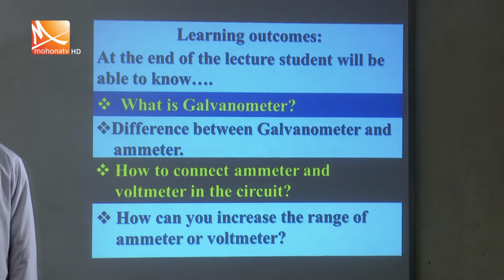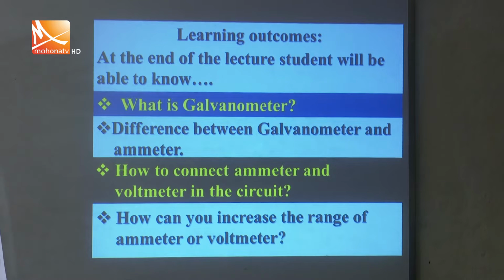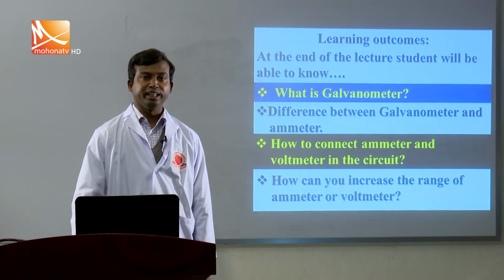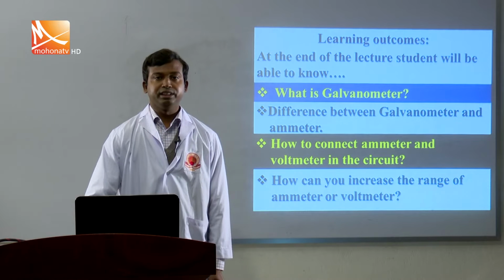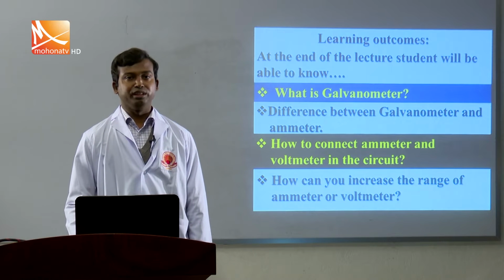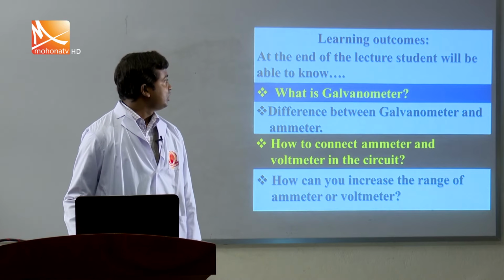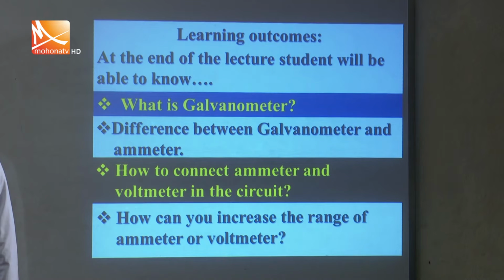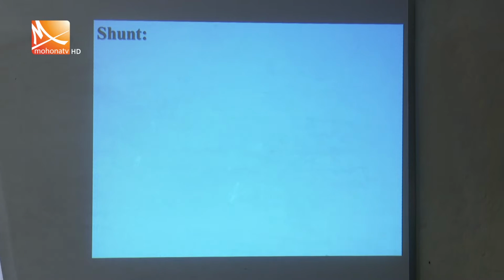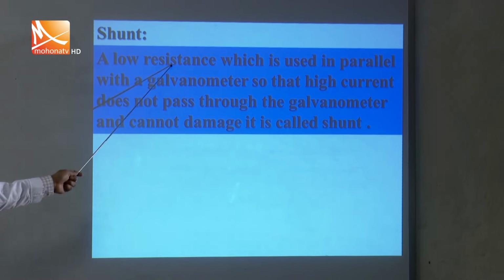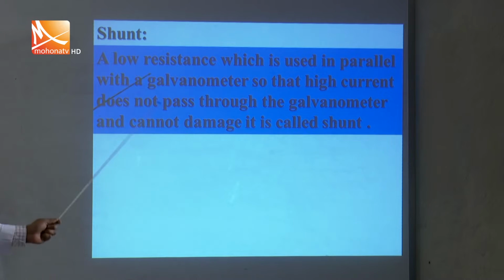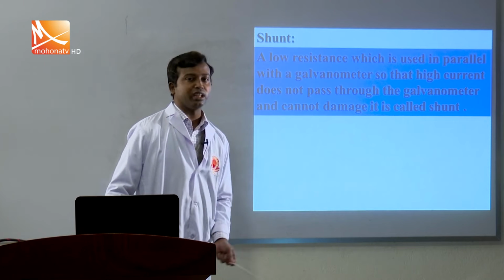So, my dear students, today's topic, I again repeat, is shunt. You know that this is a resistance low in magnitude, that is, low resistance. So, I start my lecture with the definition of shunt. What is a shunt? A low resistance which is used in parallel with a galvanometer so that high current does not pass through the galvanometer and cannot damage it is called a shunt.